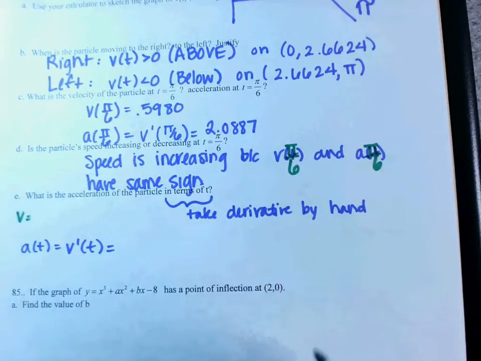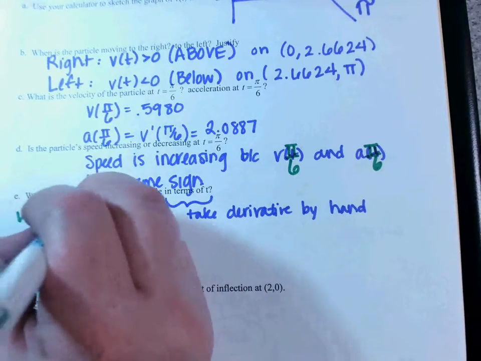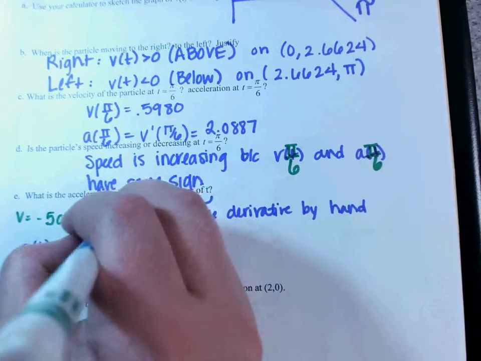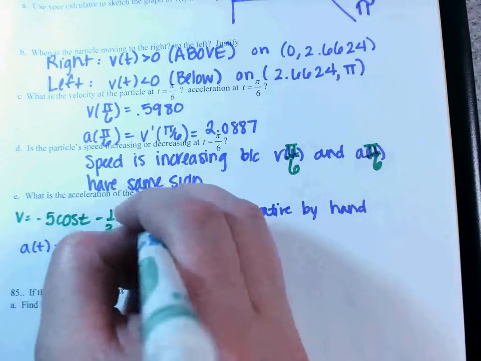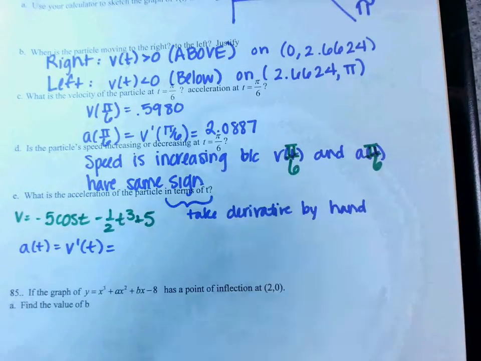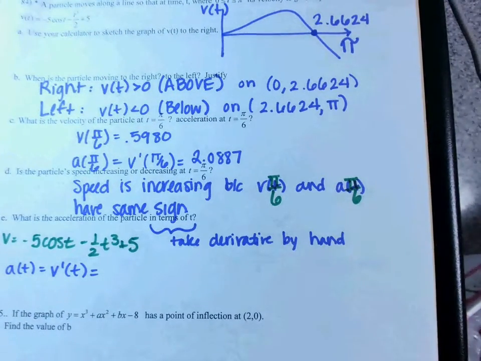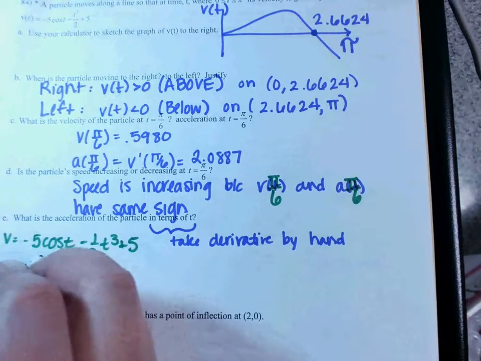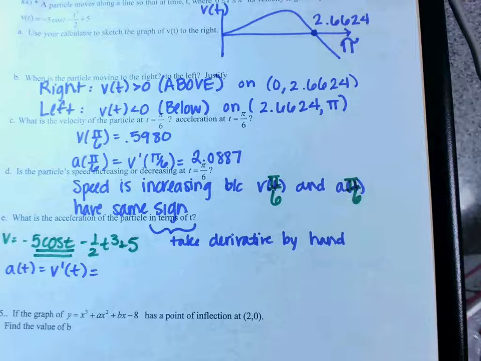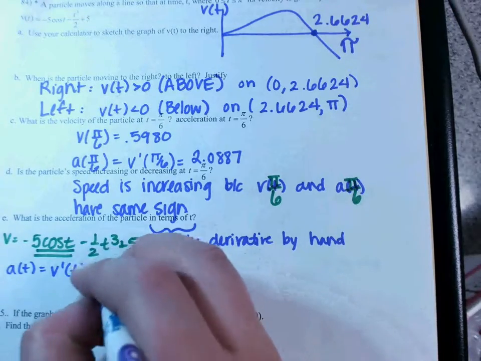V equals, this is from the equation, negative 5 cosine t, 1/2 t cubed plus 5. Now, do you notice that t cubed over 2 and 1/2 t cubed, those are the same? Okay, it's a lot easier for me to think about the derivative like that. So what's the derivative of cosine t? It would be what? Cosine t, the derivative is negative sine, but then if there's already a negative, it's going to switch to a what? Positive 5 sine t.